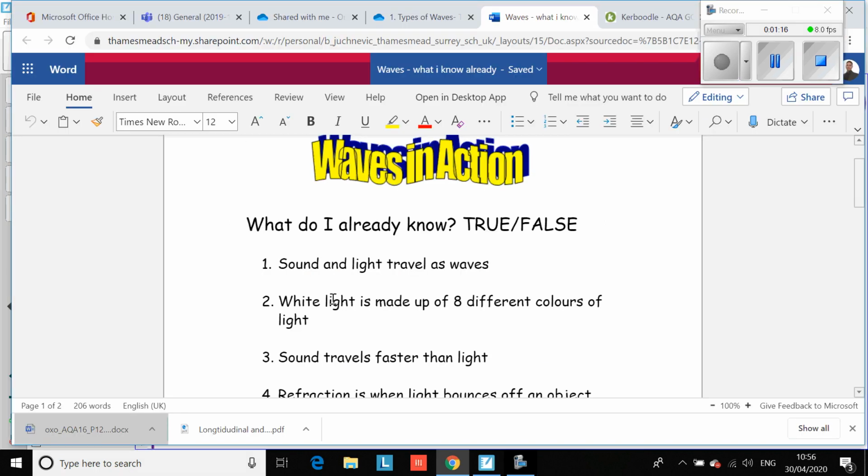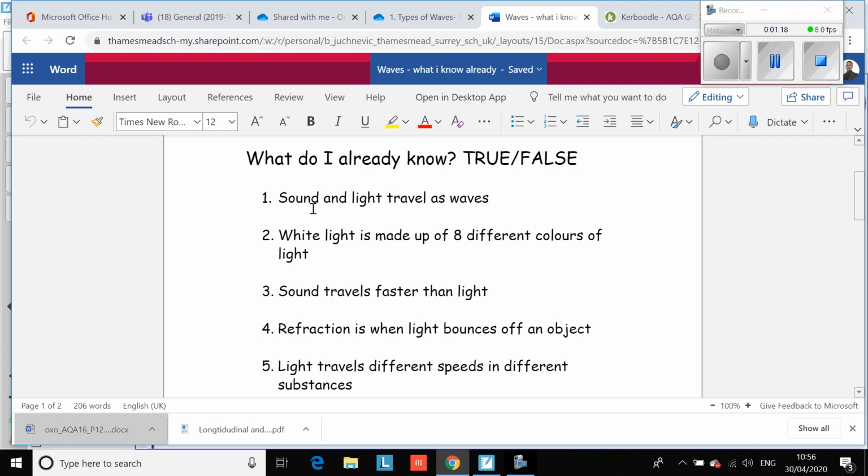So just going back to this, sound and light travel as waves. That is true. We know that because we can actually do experiments with electromagnetic waves, such as light, and also with sound. White light is made of 8 different colours of light. That's false. We actually can distinguish 7 different colours in the spectrum. So that's red, orange, yellow, green, blue, indigo, and violet.